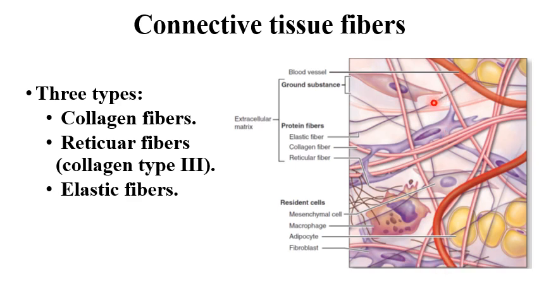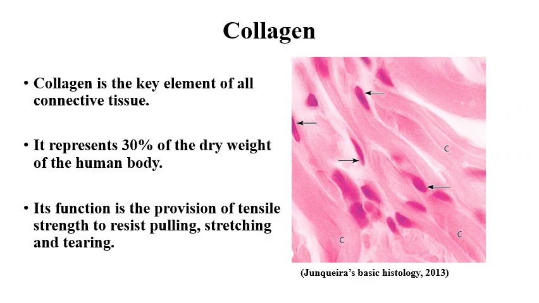Thinner than the collagen fibers, we have elastic fibers, which have been branched here. Lastly, we have collagen type 3 fibers, which were previously known as reticular fibers or reticulin. Besides, this figure contains blood capillaries and connective tissue cells such as fibroblasts, mesenchymal cells, macrophages, and adipocytes. Let's start with collagen fibers.